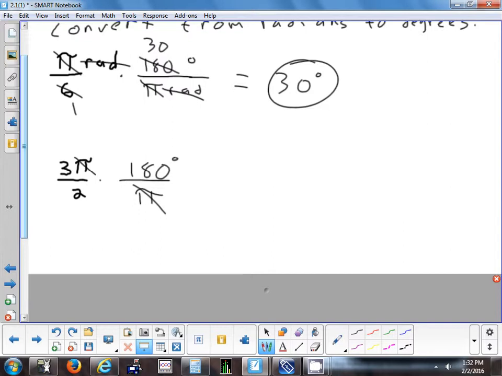Okay, should I multiply, or is there anything else I could reduce first? The 2? 2 goes into 180 90 times. So what am I left with for an answer here? 270. 3 times 90. And again, it's degrees, you need the label.